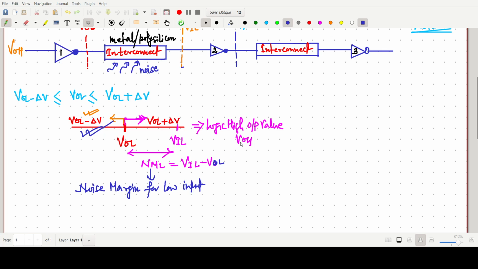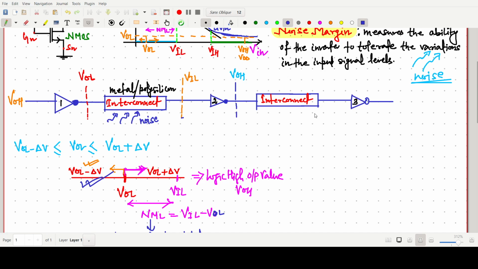Similarly, now finally we will get here VOH. Here, after the second inverter the output is VOH, so at the third inverter output our desire is that it should be VOL. Again, this one is some interconnect, so suppose some noise is there.